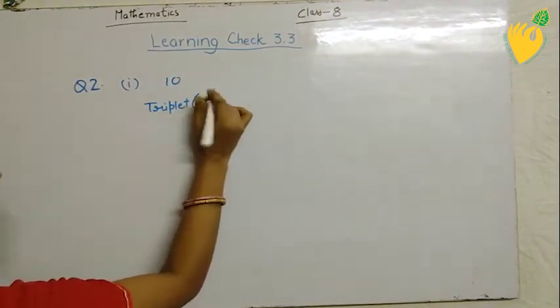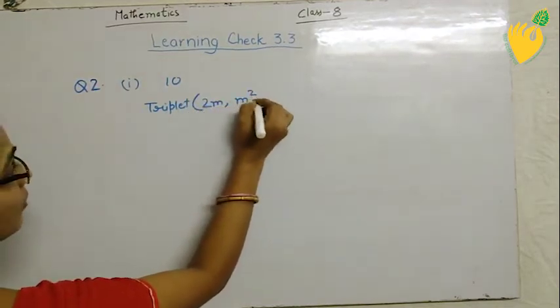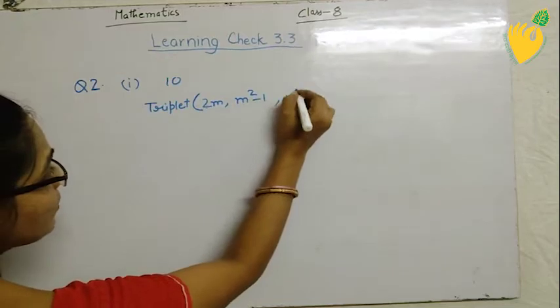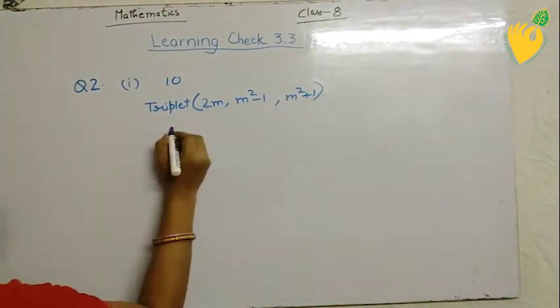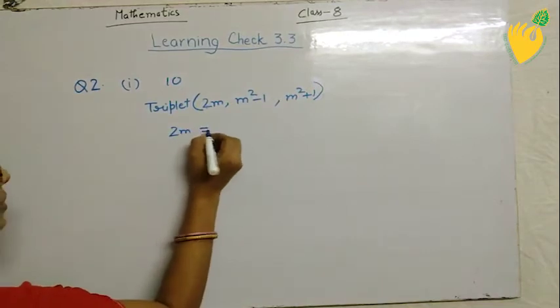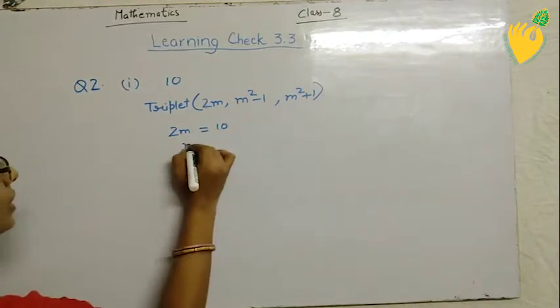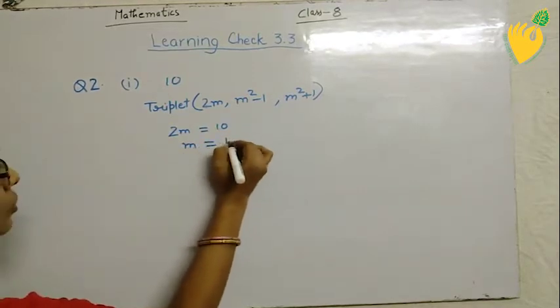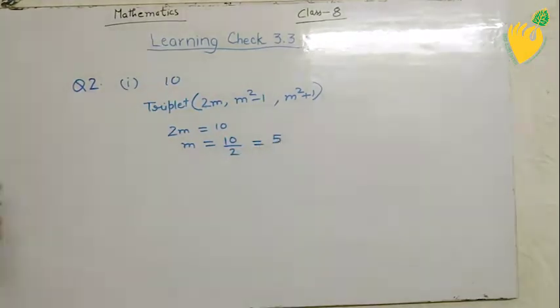It is 2m, m squared minus 1 and m squared plus 1. Okay. So, considering 2m as the smallest one, in this it is 10. It is given to you in the question. So, the value of m will be 10 divided by 2, which is equal to 5.